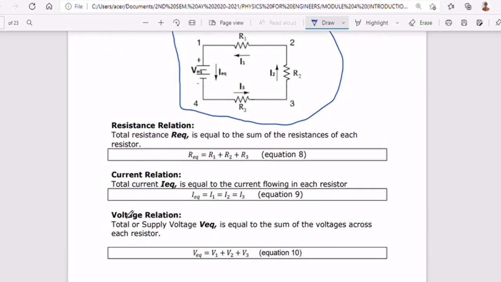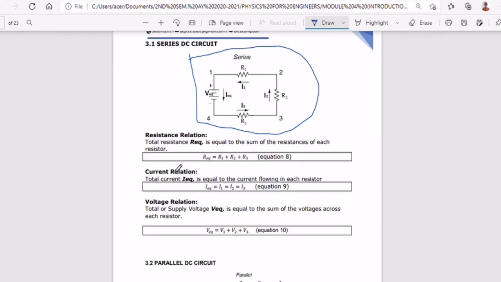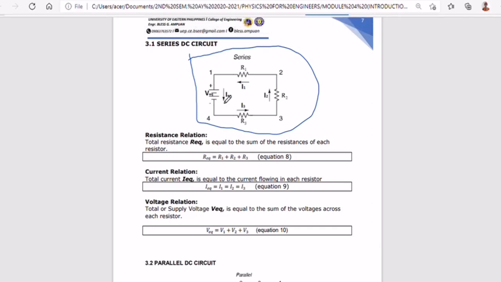So about the current relation, the total current that flows here, from negative to positive, is equal to the current flowing in each resistor. So we could say that the total current is equal to the current flowing in each resistor. If we have a total current of 2 ampere, the current that flows in R sub 3 is also 2 ampere, and the same with R sub 2 and R sub 1, 2 ampere. So that is the current relation in series DC circuit.